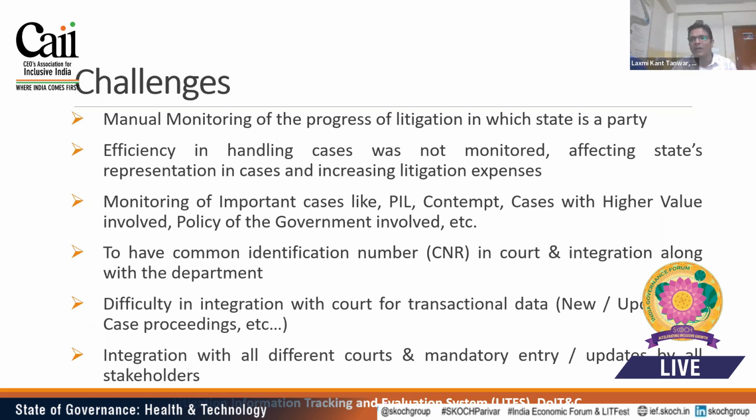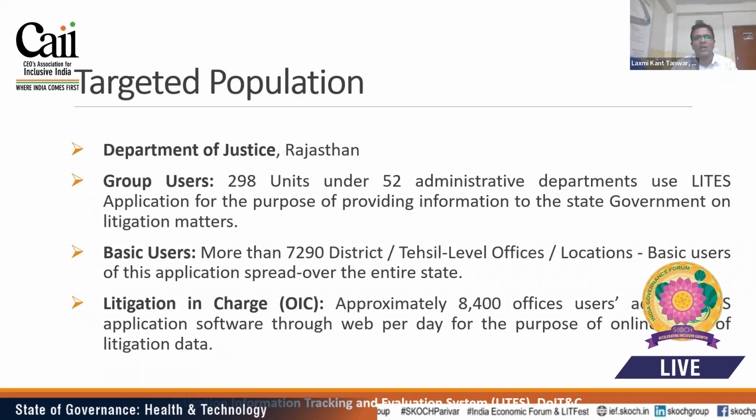Then and only then will we be able to have proper monitoring, as well as go through the cases. So, the targeted population: we work with the Department of Justice, the main department that looks after these overall rights. Then group users: there are 298 units registered under 52 administrative departments of Rajasthan state, which use the application for the overall state government cases.